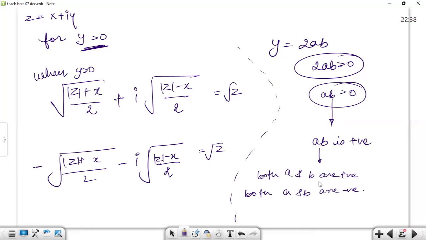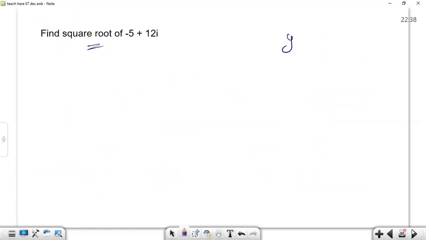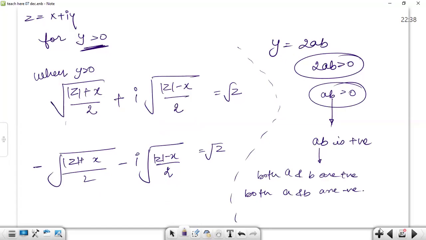Clear? Any doubts? Is it crystal clear now? Yes, sir. So a is positive when b is positive, and a is negative when b is negative. Now let's discuss the other case. And see, it depends on the sign of y only, not x.